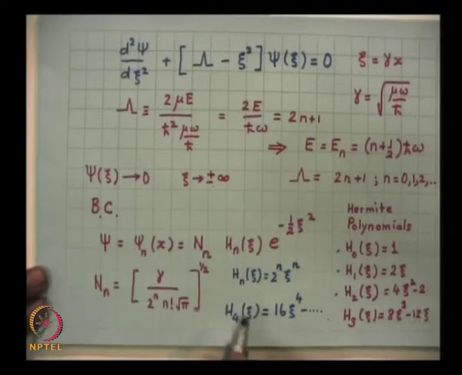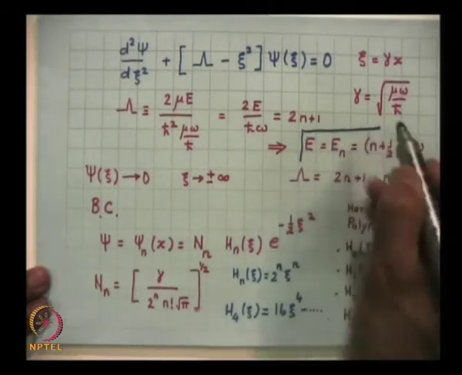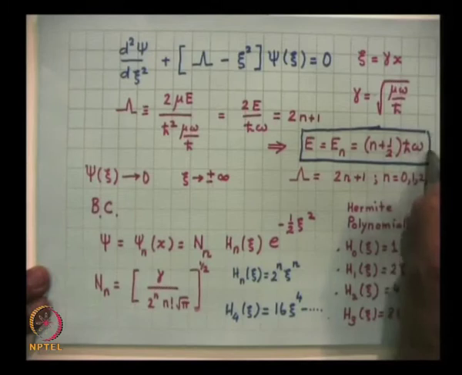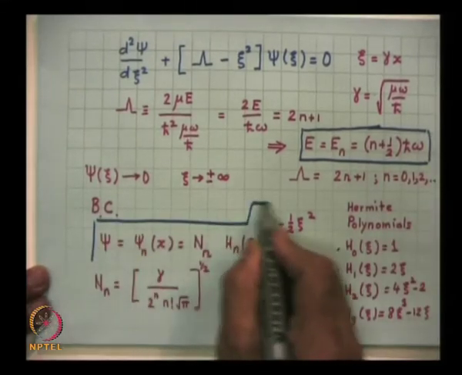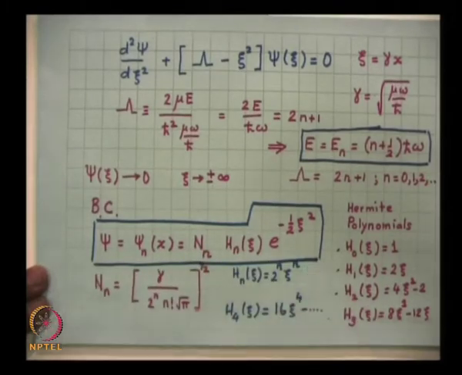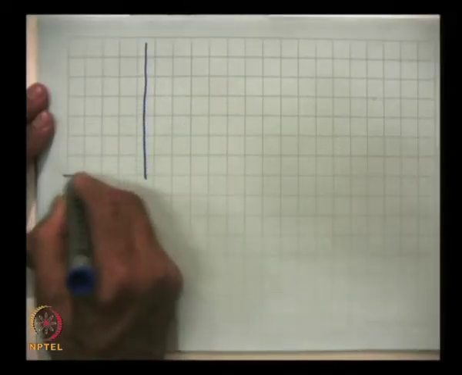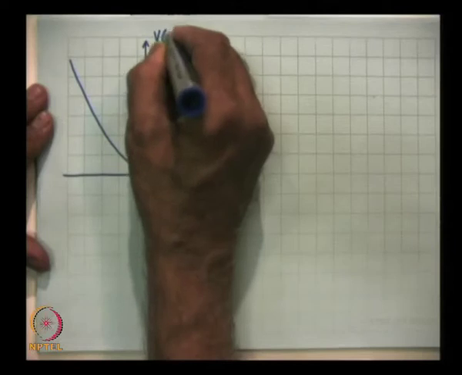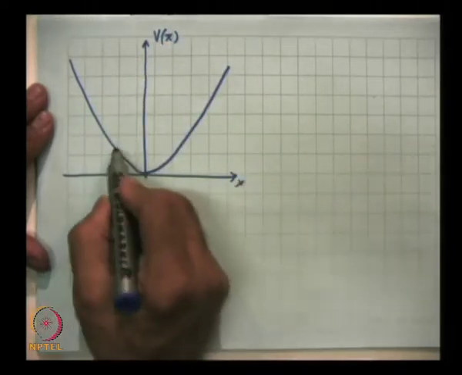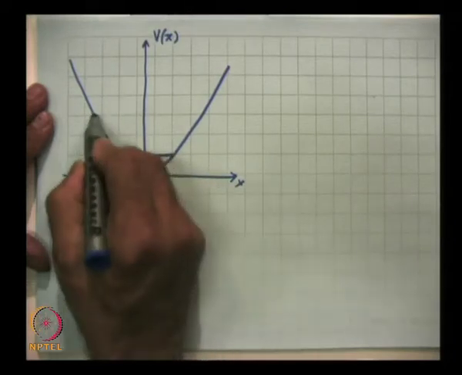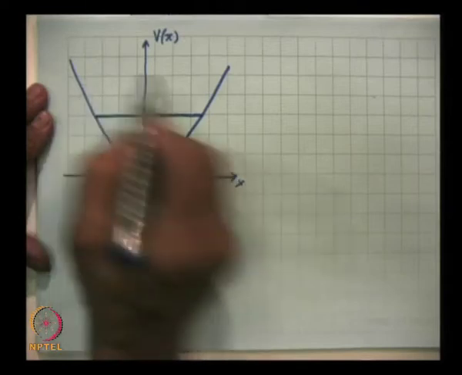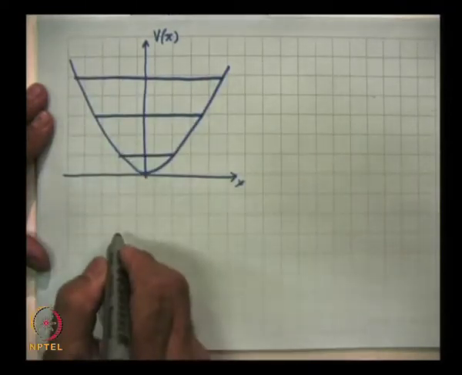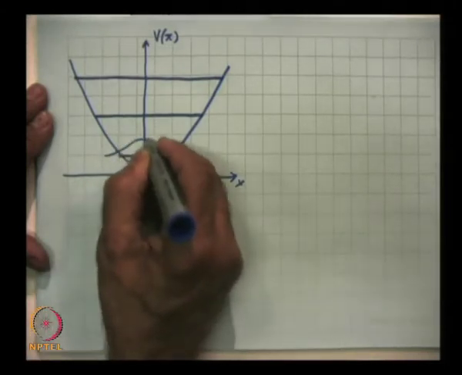So, these are the discrete eigenvalues of the problem, and these are the normalized wave functions of the problem. So, if I plot the potential, it will be the parabolic potential. So, this is my V of x and this is x. The discrete energy states are half h cross omega, 3 halves h cross omega, 5 halves h cross omega, and so on. And the first one is just a Gaussian function.